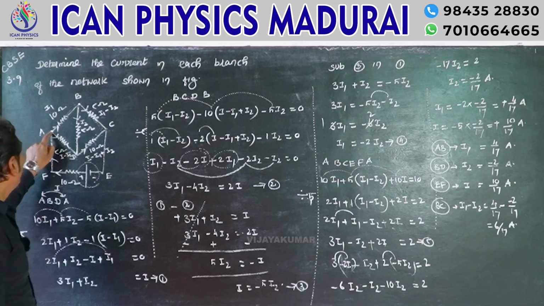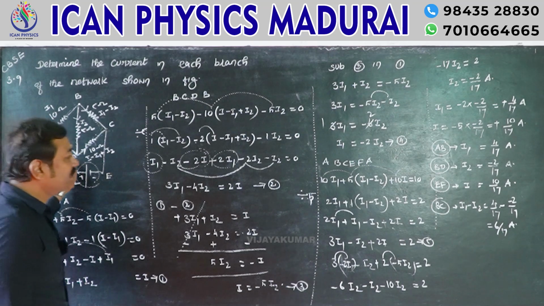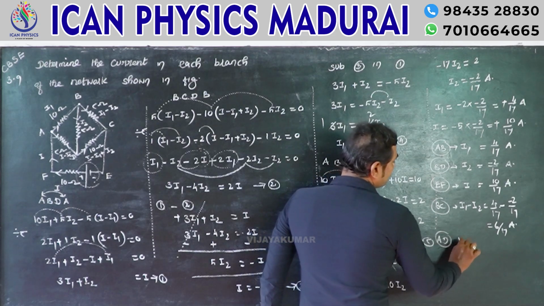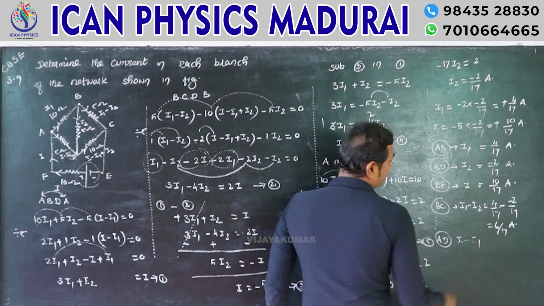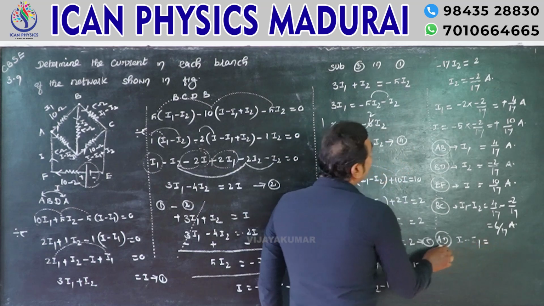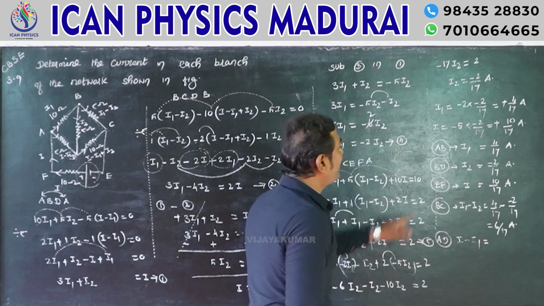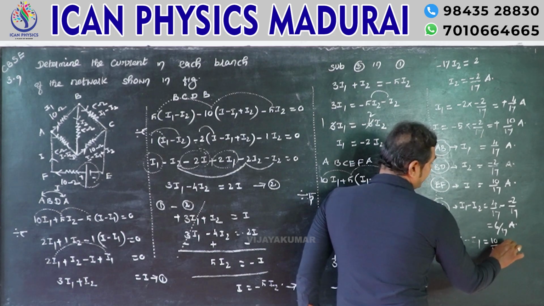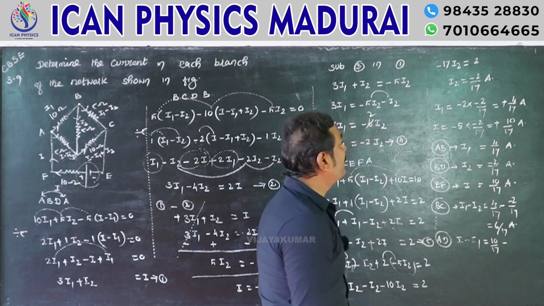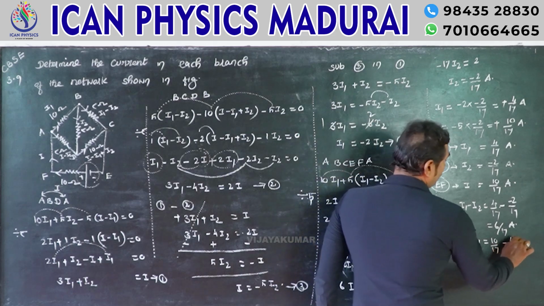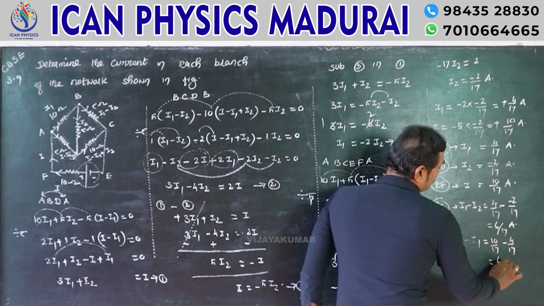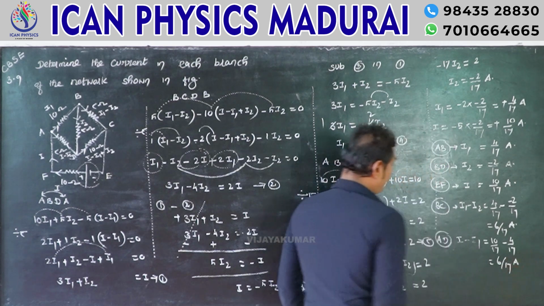Okay. Now A to D. I minus I1. A to D. That is I minus I1. The value of I is 10 by 17, minus I1, 4 by 17. So 10 minus 4, 6. So 6 by 17 ampere.